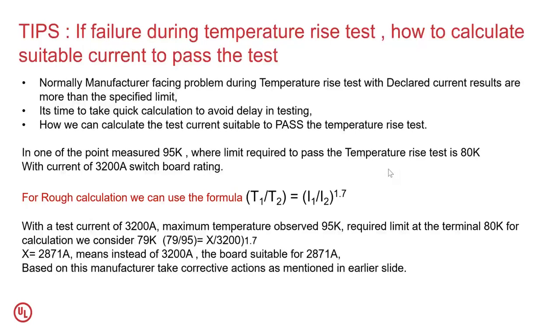Based on the manufacturer, you can take your actions based on this. 2871 may be the correct current, or the manufacturer can take some corrective action to make it pass at 3200 amps. Basically, this is required for manufacturers to take a quick call during testing of the switchboard at the test bay, for easy reference. Again, I mention to you, this is a rough calculation.